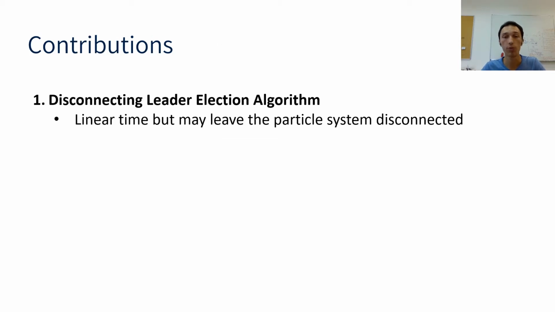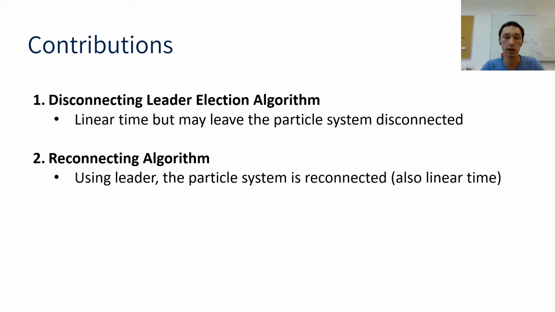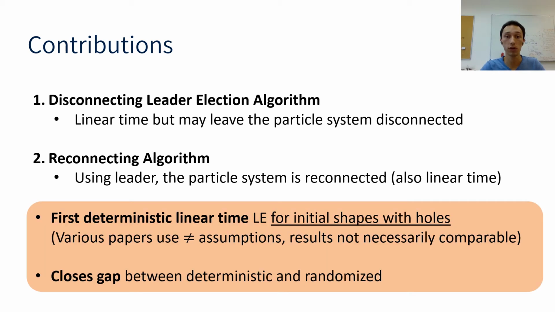In this work, we provide a deterministic disconnecting leader election algorithm with a linear in diameter runtime. Since this algorithm may leave the particle system disconnected, we also provide a deterministic reconnecting algorithm. This algorithm also has a linear runtime in the diameter. By composing these two results, we obtain the first deterministic linear time leader election algorithm for initial shapes with holes. This result closes the gap between deterministic algorithms and randomized algorithms.